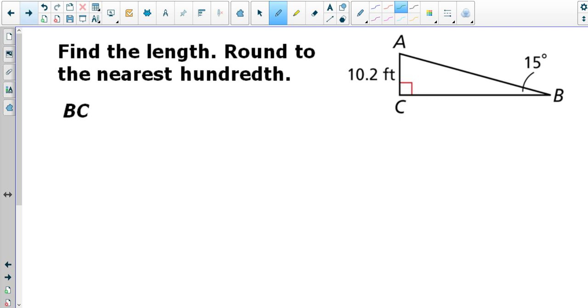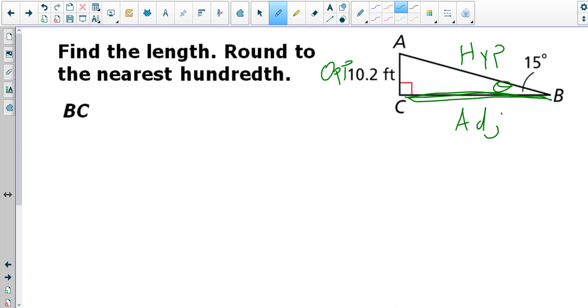Now we are on to today's lesson. We want to find the length of BC. They give us the angle 15, so we're going to go ahead and put our theta here at 15 degrees and label our 3 sides. So this would be the hypotenuse. The side that doesn't touch it is the opposite. And this is our adjacent.